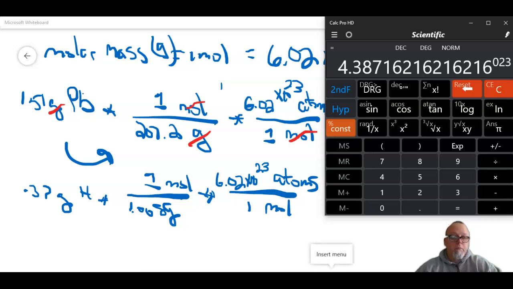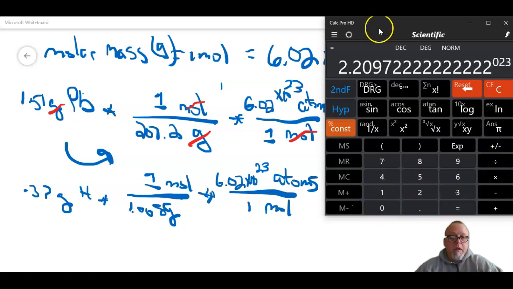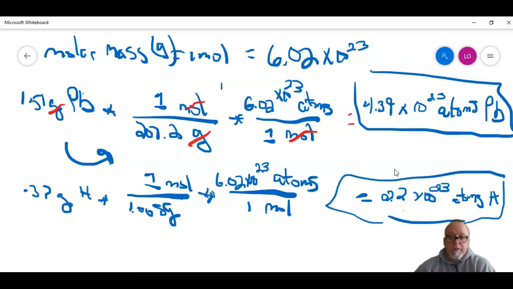0.37 times 6.02 times 10 to the 23rd divided by 1.008. It is a very large number. We have 2 decimal places, so we go to 2 decimal places, so it'd be 2.2 times 10 to the 23rd. So it would be 2.2 times 10 to the 23rd atoms of hydrogen. That's my answer.